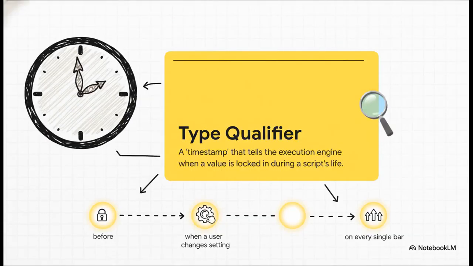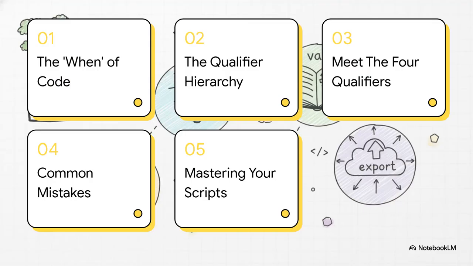So what is a type qualifier really? The absolute best way to think about it is as a timestamp. Yeah, a timestamp. It's just a little label that tells the Pine script engine when a value gets calculated and locked in. Is it before the script even runs? Is it when you mess with the settings? Or does it change on every single new bar? That when, that's everything.